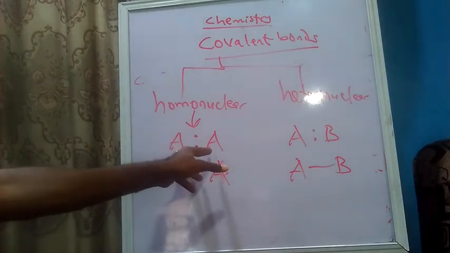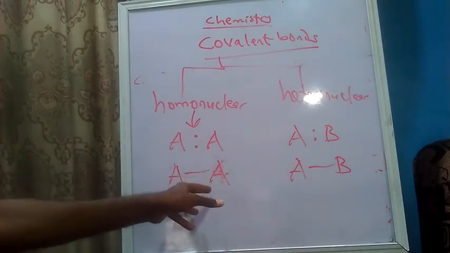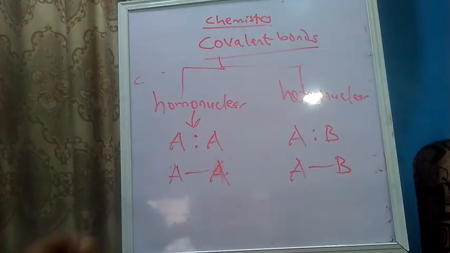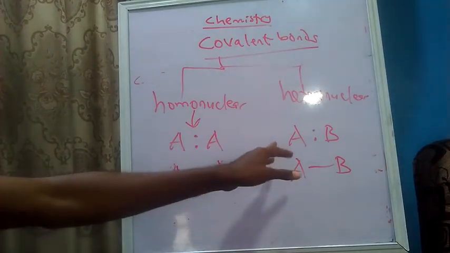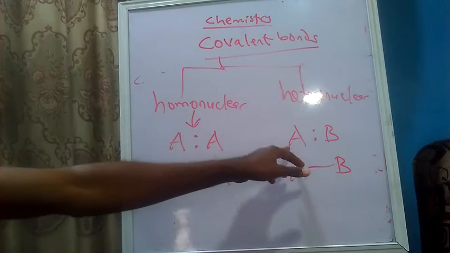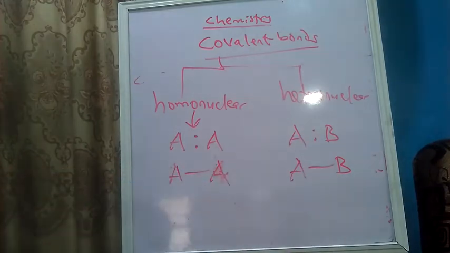In this case, we are using A and A as an example, while a heteronuclear covalent bond is a bond that is formed between two different atoms. So in this case, we are using A and B. We are going to take examples of a homonuclear covalent bond in this video. But before we do that, there is a key concept that we need to understand before we move further.